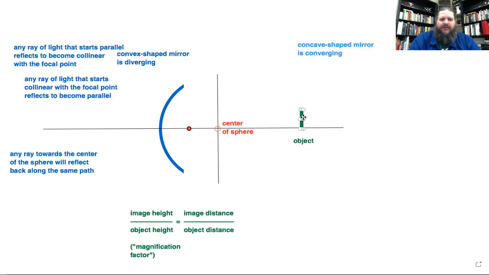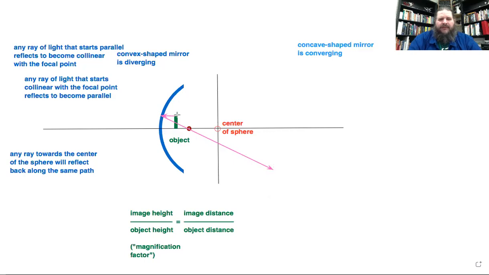Let's say we put the object much closer to the mirror, like inside the focal distance. Let me make it a little smaller also. So here's an object that's close to the mirror. If we try drawing the ray tracings here, same idea. We could have one that starts off parallel. Let me make that a little smaller. A ray of light that starts off parallel and bounces off to become collinear with the focal point.